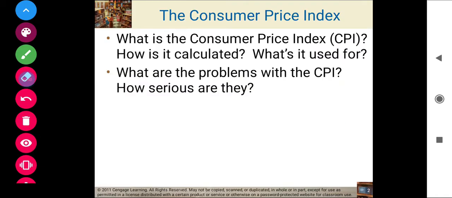Okay, first we look at the outline for this chapter. The first one is what is the consumer price index or CPI, and then how is it calculated, and what is it used for, when we use the CPI, and then what are the problems with CPI.